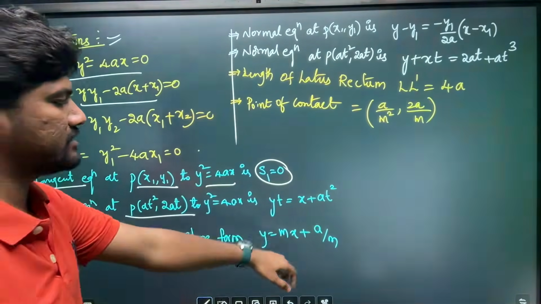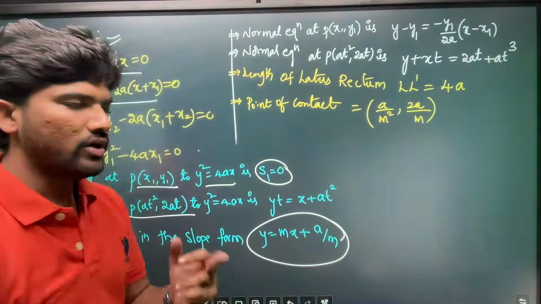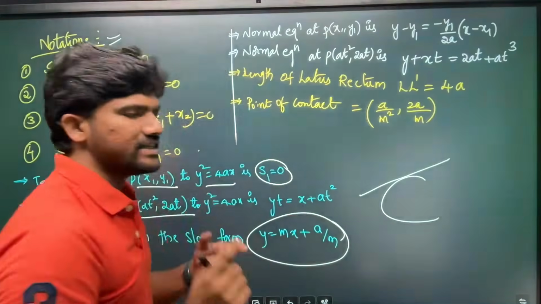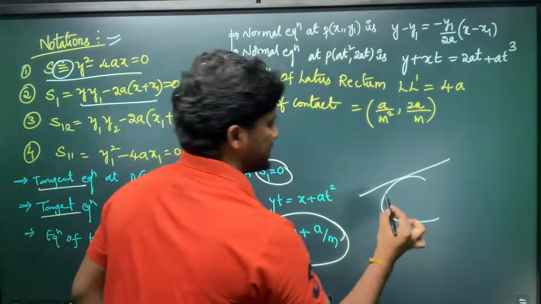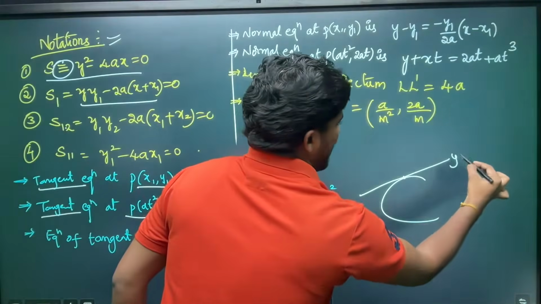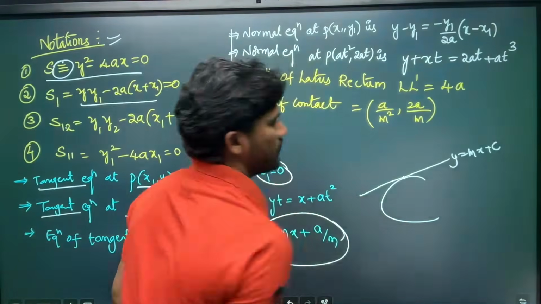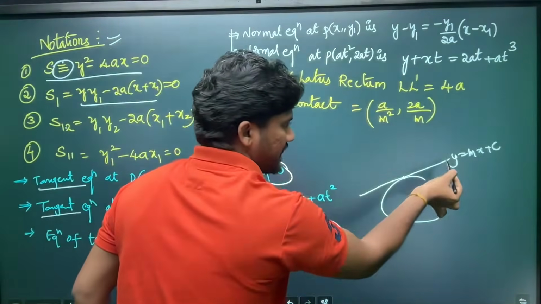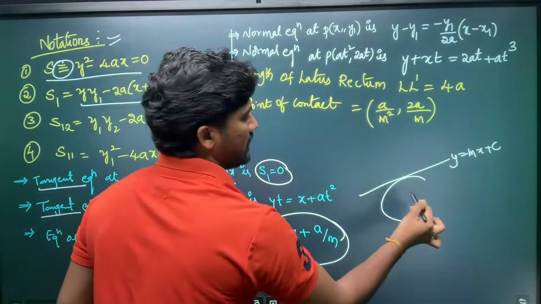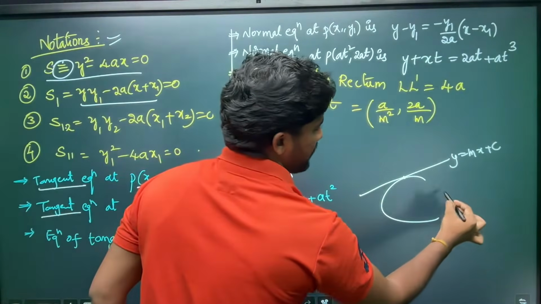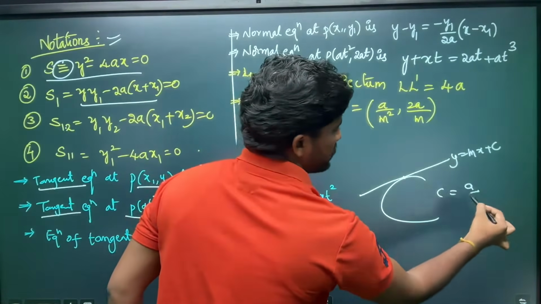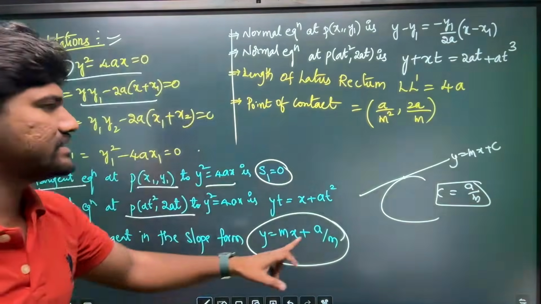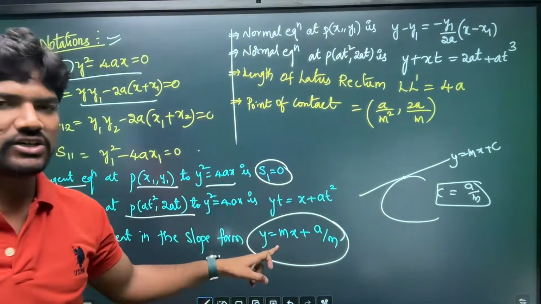Next, the equation of the tangent in slope form, y is equal to mx plus a by m, is very important. If they give a parabola equation like this, we have to find the condition for the tangent. The line is y equal to mx plus c, slope intercept form. To say this line is a tangent to this parabola, the condition is that the constant c is equal to a by m. When you show c is equal to a by m, then clearly we can say that y equal to mx plus c is a tangent to the given parabola.